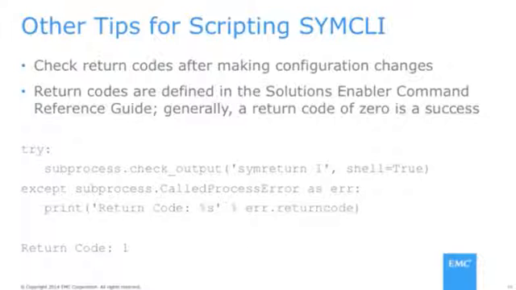You could parse that. The better way to do it, though, is every SYMCLI command is going to have a return code. And universally, if the return code is 0, it means the command executed as expected. It worked. If it's a non-zero, then something weird happened. We don't know just offhand, based on the number alone, whether that was catastrophically weird or just kind of an anomaly. But if you look in the Solutions Enabler reference guide, there's a table, and that table will show you all of the possible return codes and what they mean.